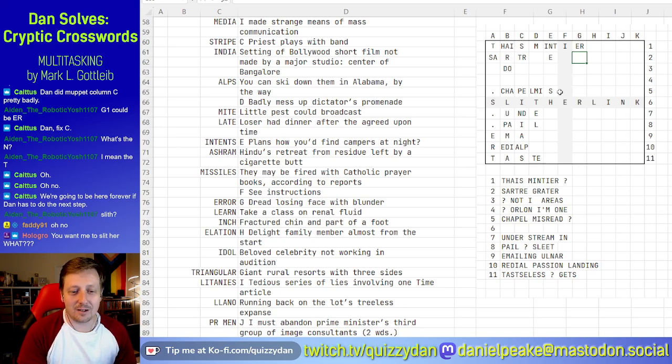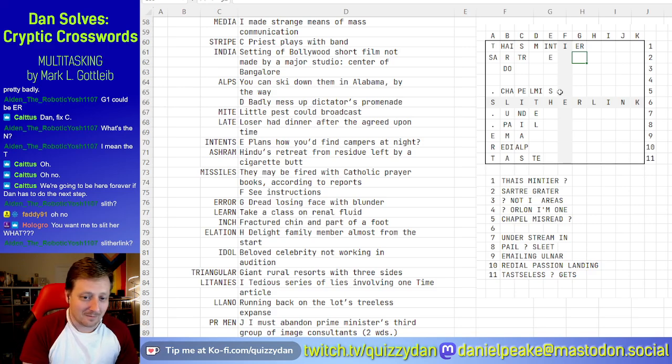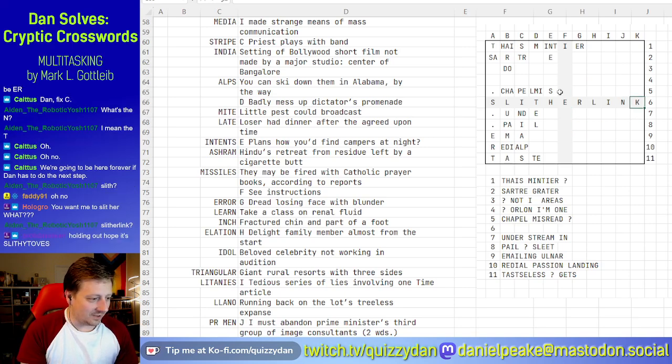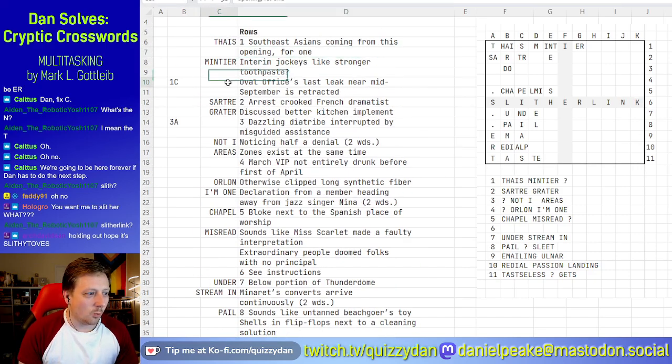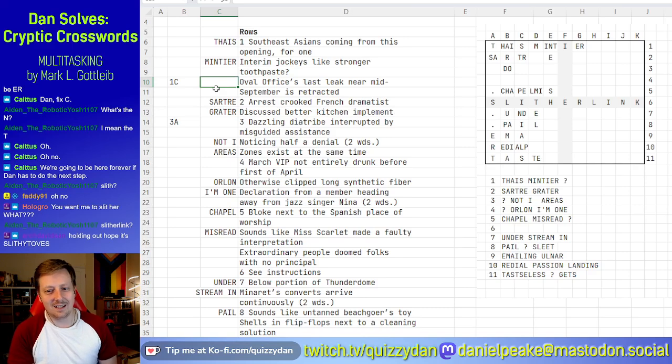If you don't know what a Slitherlink is, look it up. We're going to be drawing a path around this whole grid later. So let's get all the stuff done for one across. 1. Oval Office's last leak near mid-September is retracted. Did anyone have 1C?